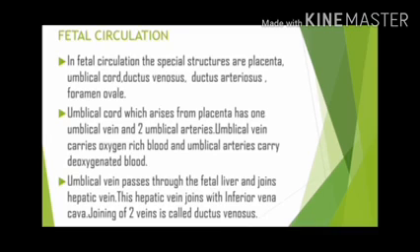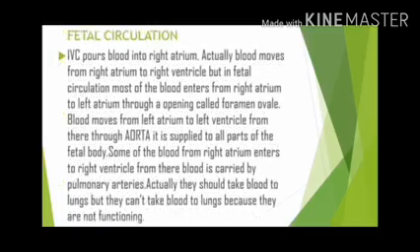The umbilical vein passes through the fetal liver and joins with the hepatic vein. This hepatic vein joins with the inferior vena cava, and the joining of two veins is called the ductus venosus. The IVC, meaning inferior vena cava, pours blood into the right atrium. Actually, blood moves from the right atrium to the right ventricle, but in fetal circulation, most of the blood enters from the right atrium to the left atrium through a special opening called the foramen ovale. It means an opening between the left atrium and right atrium is the foramen ovale. It is a special structure.